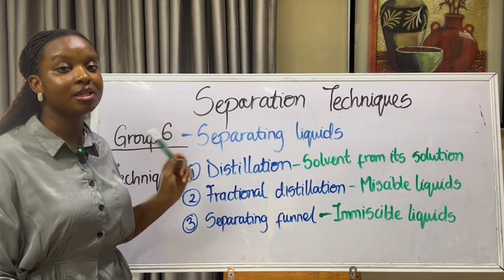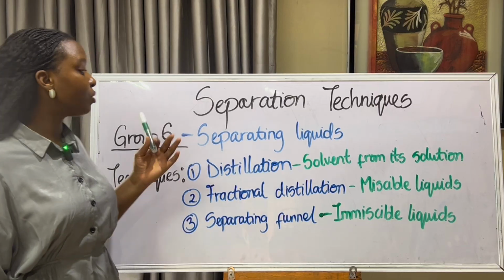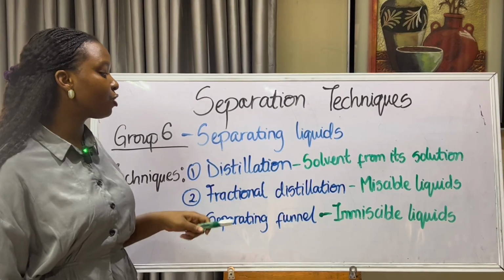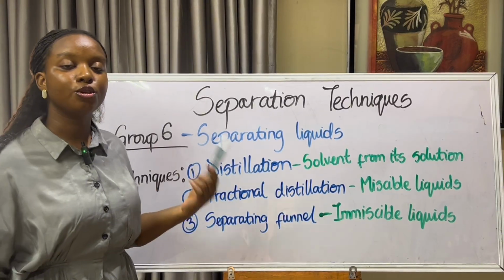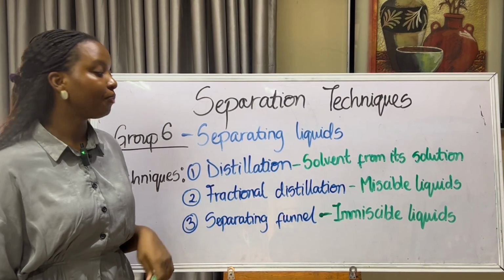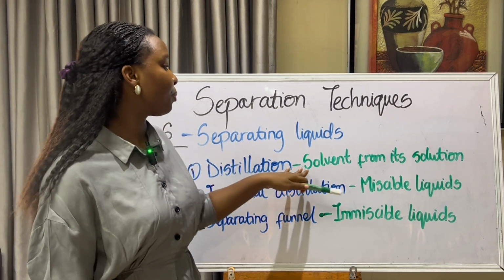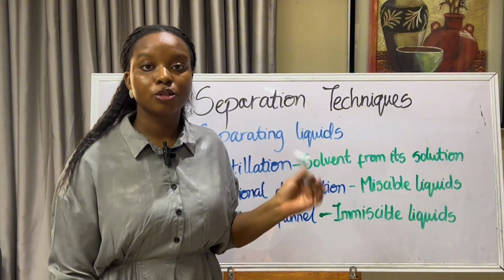Group 6 involves separating liquids. There are three different techniques used in this group, which are distillation, fractional distillation, and the use of a separating funnel. So let's start with distillation. Distillation involves separating a solvent from its solution.